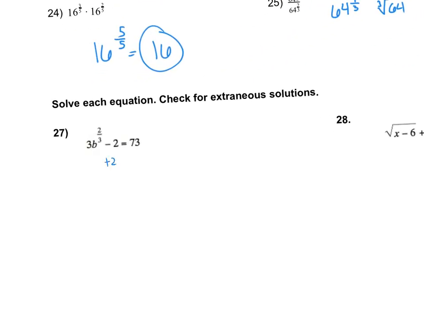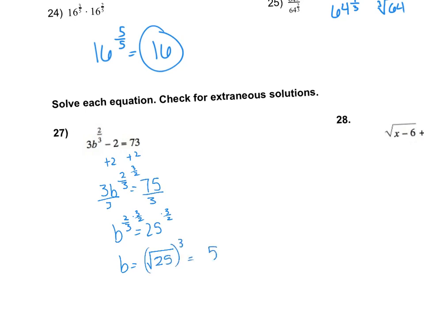Alright, so we're going to add 2. 3b to the 2/3 equals 75. Multiply by the reciprocal. I lied, not yet. Divide by 3. B to the 2/3 equals 25. So b equals the square root of 25 to the 3rd power, which is 5 to the 3rd power, which is 125.